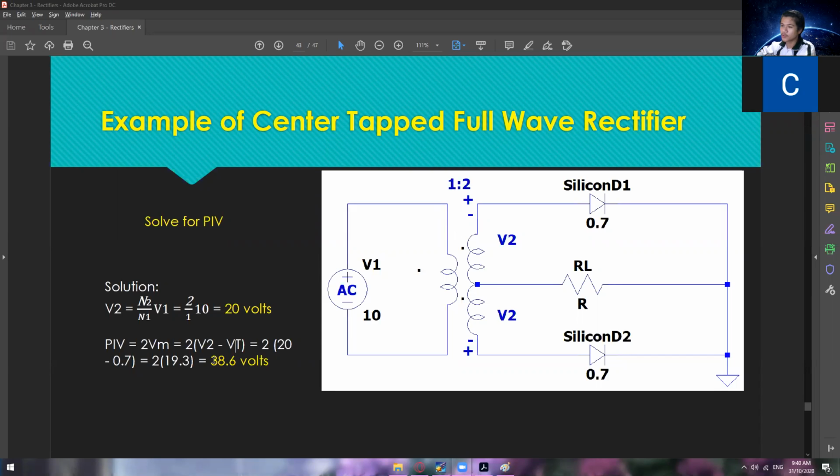So 1:2. For solving the PIV, you have this formula: 2 times Vm, wherein our Vm is V sub 2 minus V sub t. V sub 2 is 20, and V sub t is the voltage threshold of the diode. So 20 minus 0.7 is 19.3. And then 19.3 times 2 will give you 38.6 volts. All right, so that's it for the center tap full wave rectifier.